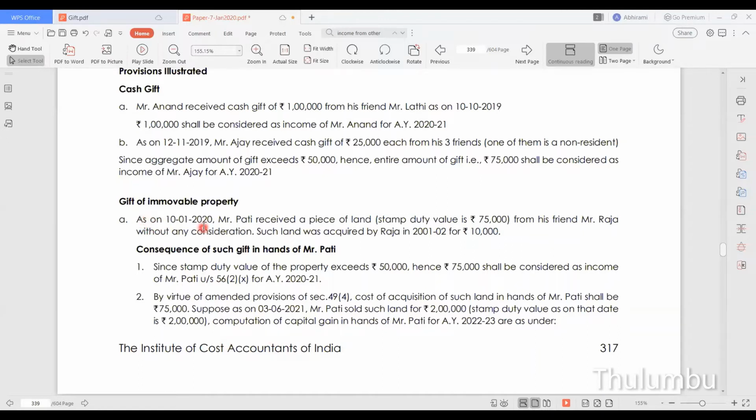As on 10/1/2020, Mr. Patti received a piece of land, stamp duty value 75,000, from his friend Raja without any consideration. So Patti is receiving 75,000 worth of land without consideration. So his income from other sources is 75,000, because it has exceeded 50,000.